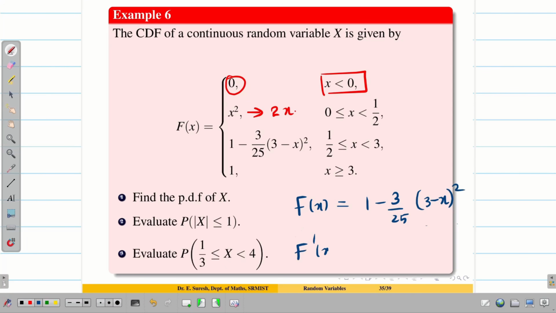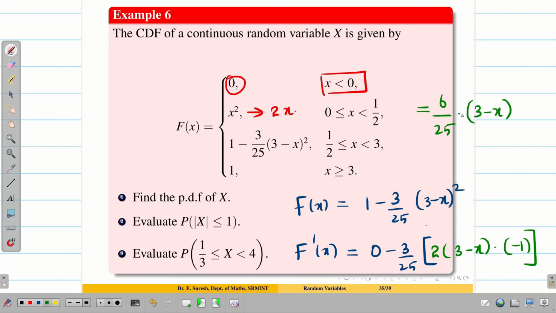When I differentiate this, we get 0 minus 3 by 25. The differentiation of 3 minus x whole square is 2 times 3 minus x into the differentiation of 3 minus x, which is minus 1. So simplifying this, we get 3 twos are 6 divided by 25, minus into minus gives plus, into 3 minus x. And when x is greater than or equal to 3, it is 1. When I differentiate this, we get 0.